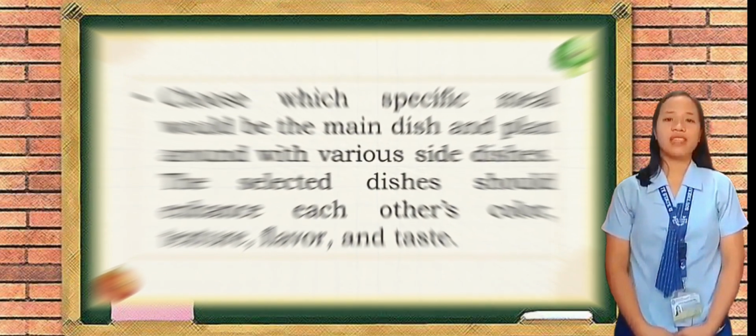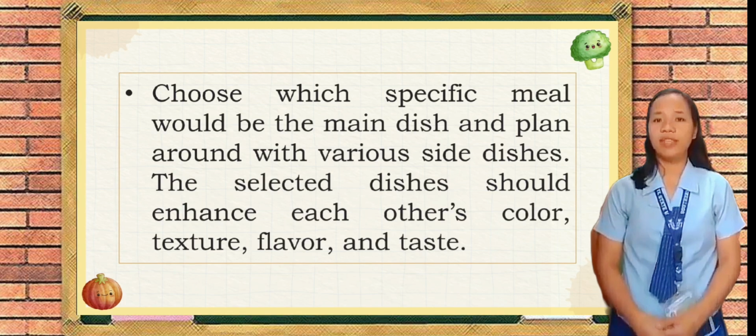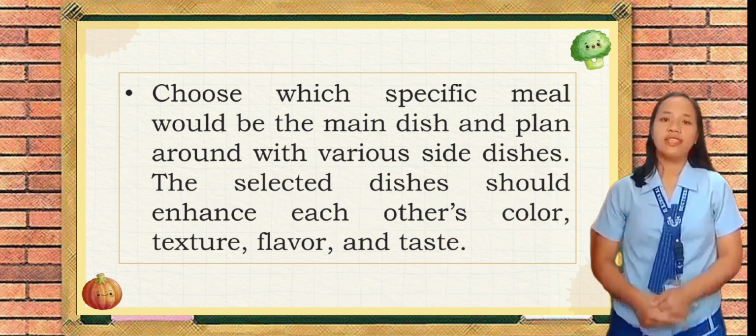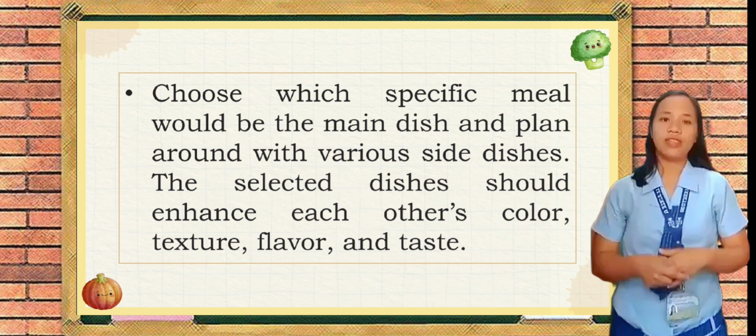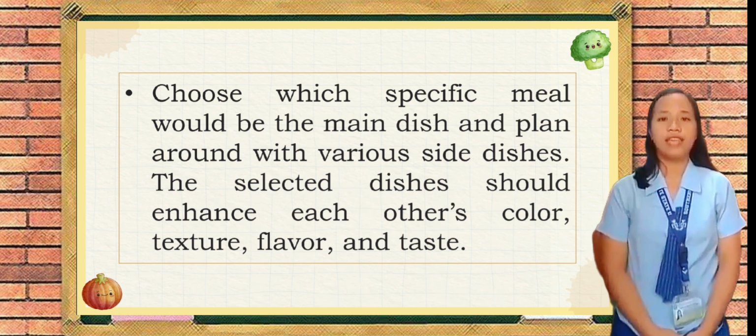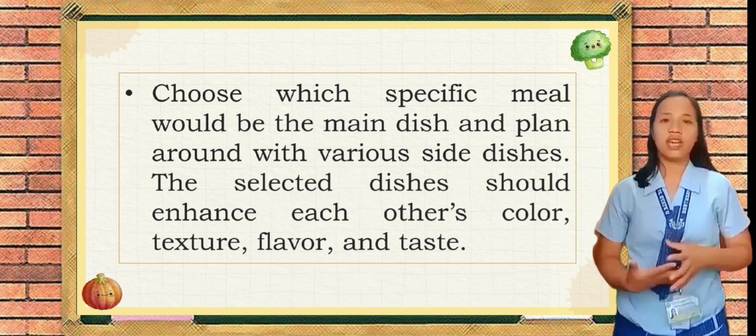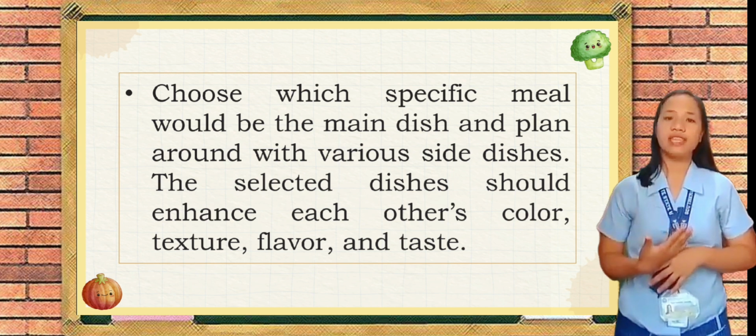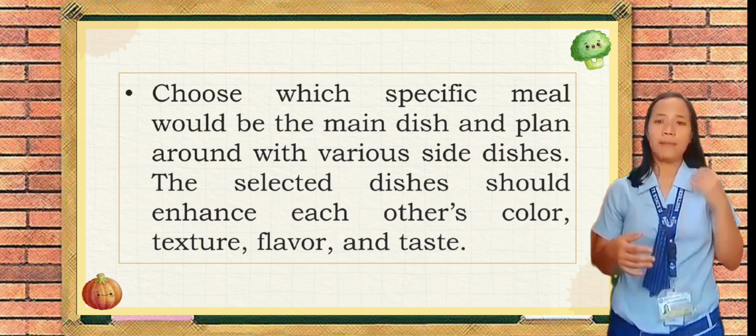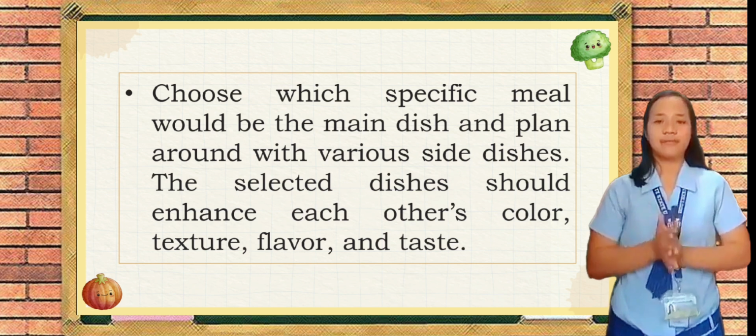So, third mechanics, we have choose which specific meal would be the main dish and plan around it with various side dishes. These selected dishes should enhance each other's color, texture, flavor, and taste. So this means selecting a central or main dish and then selecting complementary side dishes that enhance the overall dining experience by balancing colors, textures, flavors, and taste.